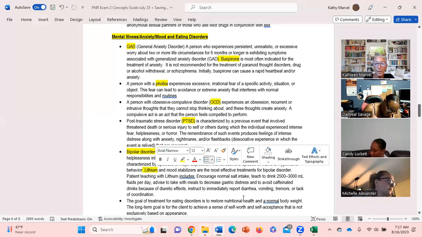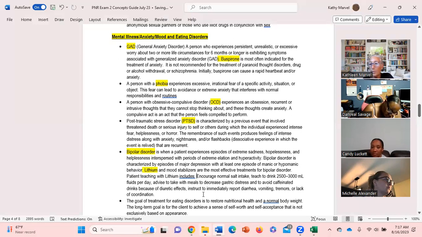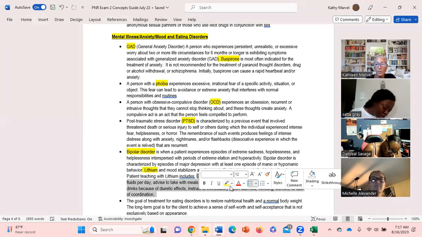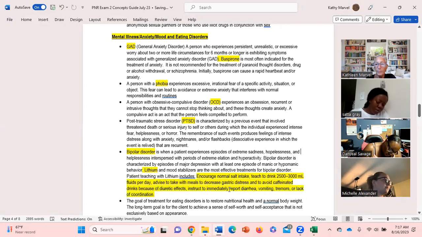Okay, I want you to know about lithium. If you're doing teaching with a client who's on lithium, patient teaching includes encouraging normal salt intake. Right? There's several things you can read through. Did you say salt? Normal salt intake? It's right here, I'm highlighting it for you. Here are your patient instructions with lithium. Encouraging salt intake is one of them.